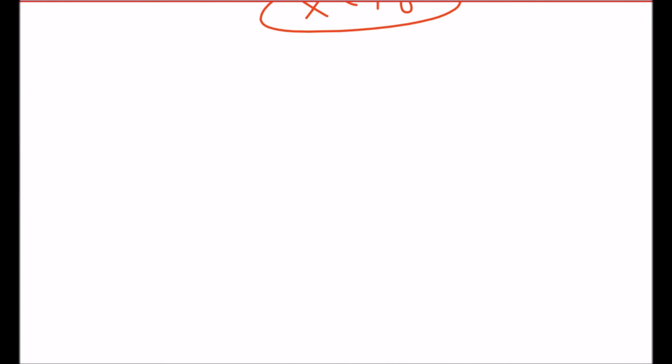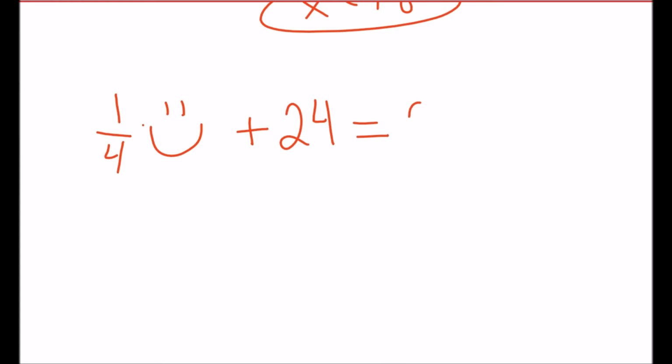And for our last problem, this one's going to be a little more complicated, but you guys can do it, I have faith. So we're going to have 1/4 of a smiley face. And we're using smiley faces as our variables because we are happy Algebra 1 learners. Plus 24, it's going to equal 22. So don't let the smiley face alarm you. It's just a variable. If you're not comfortable with it, you can just put x in there or whatever you want to put in there. But the same idea holds true.